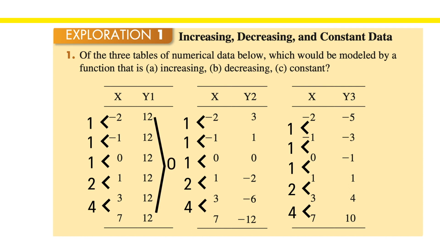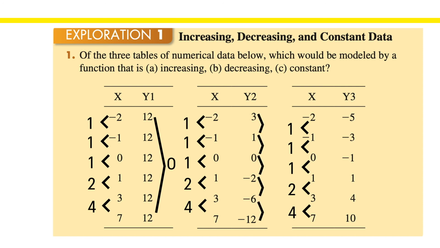Now, if you look at the first table over here with the y1, you can see that all of the values for y are the same, which means when you try to get the difference between them, you're going to get a 0. This indicates that it's going to be a constant graph. But let's move on to the next table for now.